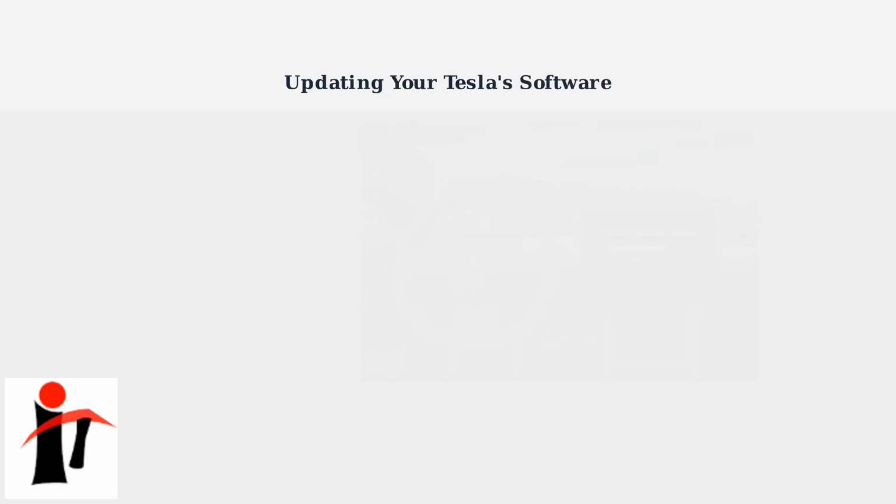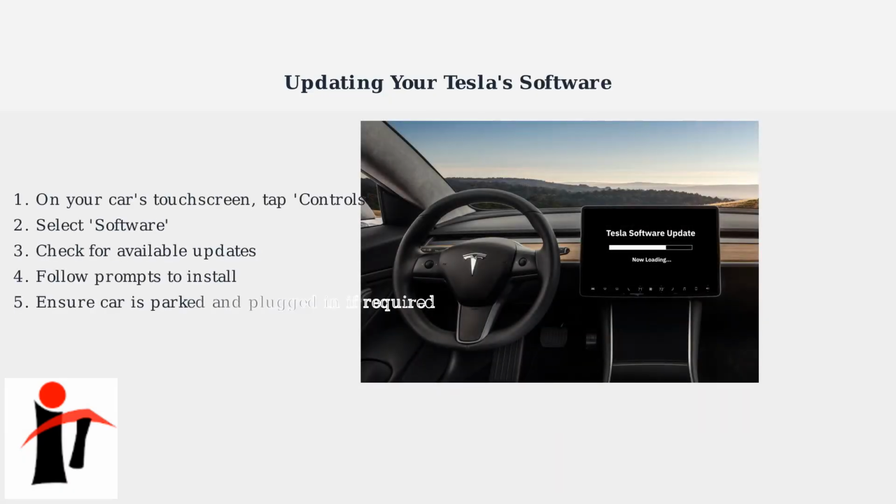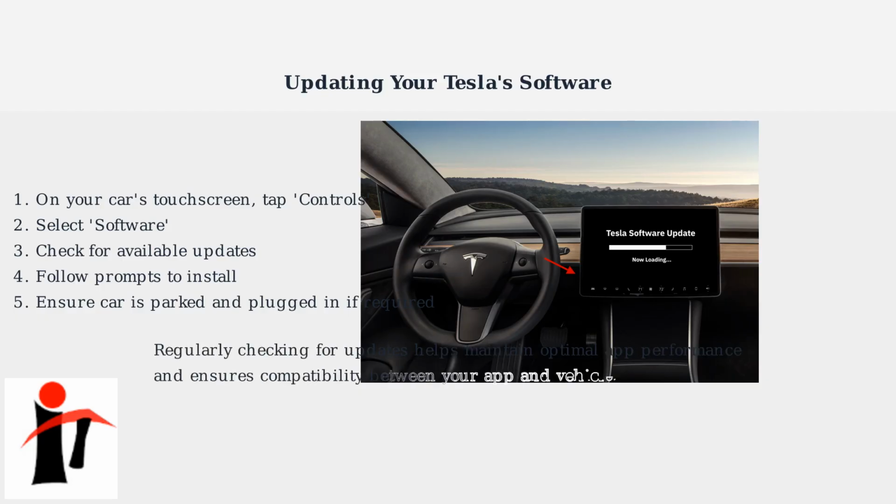Now for the vehicle software. On your Tesla's touchscreen, tap the Controls icon, then select Software from the menu. Check if any updates are available. If so, follow the on-screen prompts to download and install the update. Make sure your car is parked and, if needed, plugged into a charger for the installation. Regularly checking for and installing updates for both the Tesla app and your vehicle's software helps maintain optimal performance and ensures full compatibility between the app and your car.